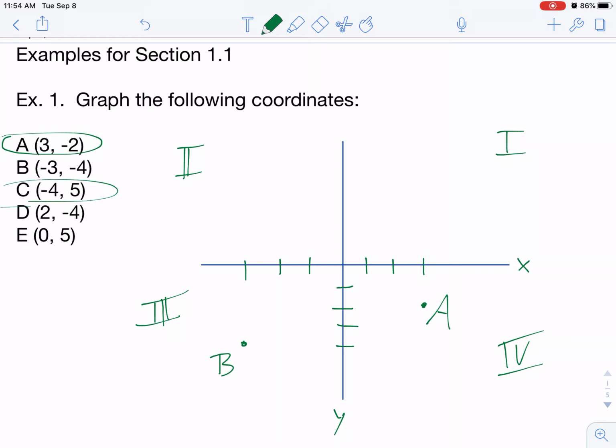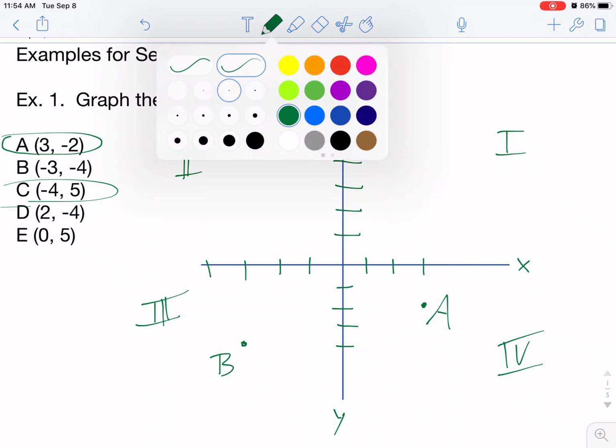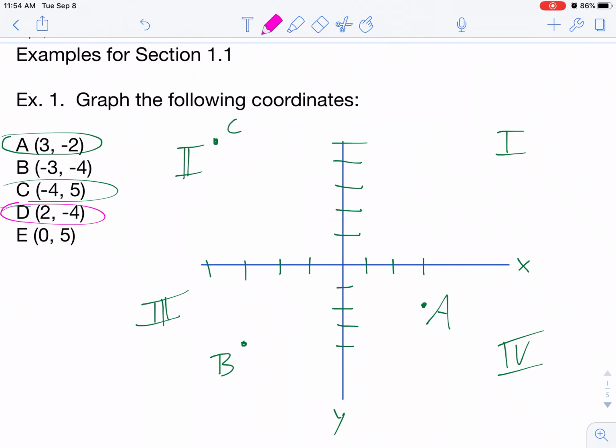Point C is (-4, 5). So that's going to be in the second quadrant. Point D is (2, -4). So looks like I already got those labeled well enough. So that's going to be point D. And point E is one that trips people up sometimes, (0, 5).